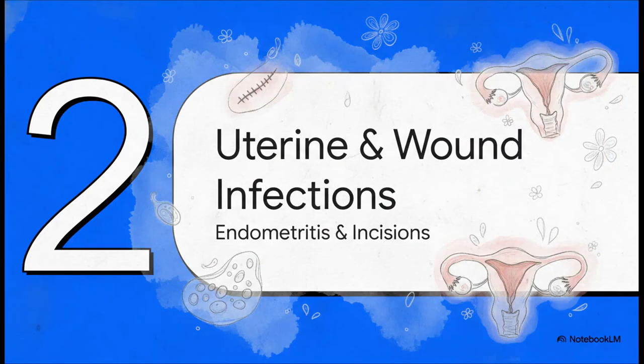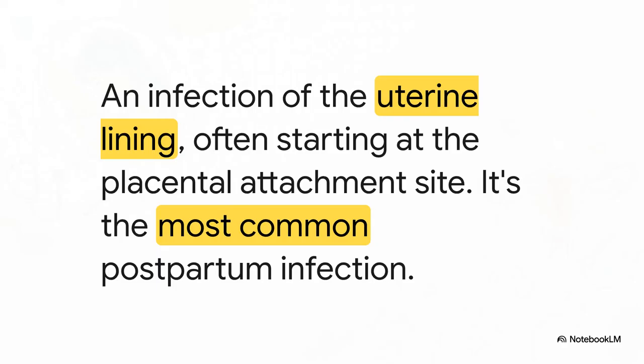Okay, so we've got our universal warning sign down. Now, let's zoom in on our first major category, uterine and wound infections. Honestly, these are the most common ones you'll see, and being able to tell them apart is a critical skill. We'll start with the most frequent offender of them all: endometritis. This is an infection of the endometrium, which is the lining of the uterus. And a key detail for your exams is that it often starts right at the spot where the placenta was attached. It's like the perfect entry point for bacteria. You'll usually see the signs for this show up around day 3 or 4 postpartum.